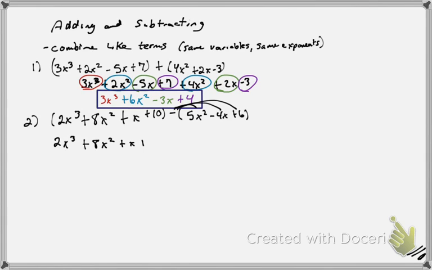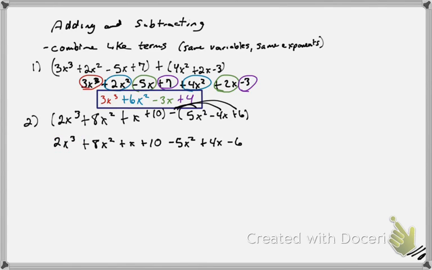So you can see the first polynomial doesn't change at all. The signs are still exactly the same. However, when we look at the second polynomial, now we have negative 5x squared, we have positive 4x, and we have negative 6.